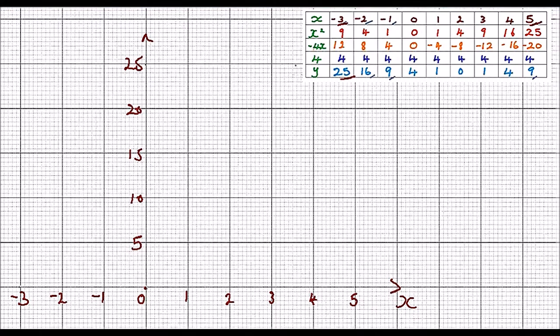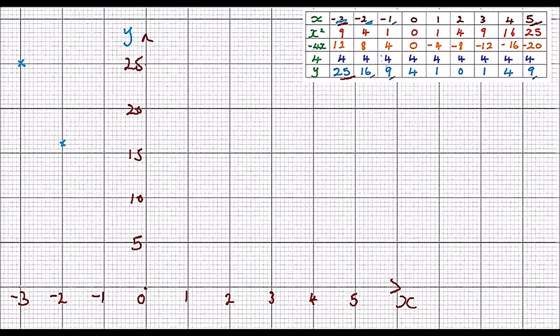We read the value from the table so that we are able to identify the various points. So when x is -3, y is 25. So we come here, x is -3, we go up to where y is 25. We put a mark. When x is -2, y is 16. On the scale of y, 2 small squares represent 1, so 16 is there.